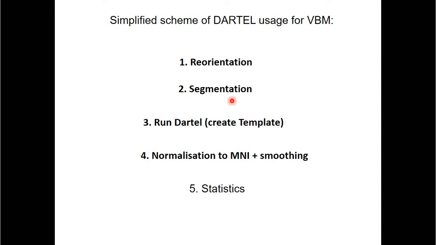And then with the help of this template, within this simple line, you do several different things. First, you normalize individual images towards a common, local template. Then you normalize it towards the MNI template, which is easier according to the logic of the developers of this software. And then it does smoothing, and at the end we do statistics.